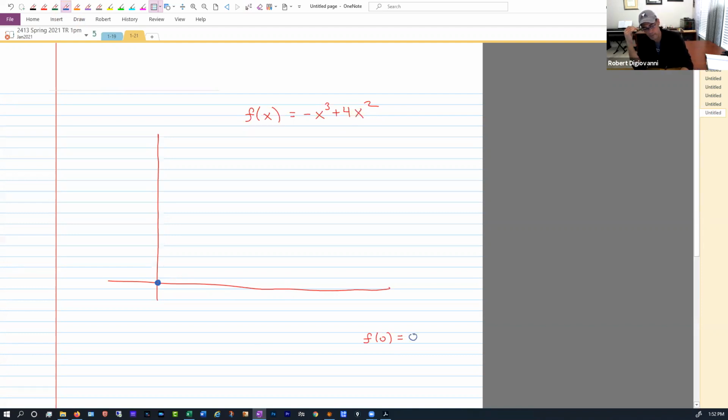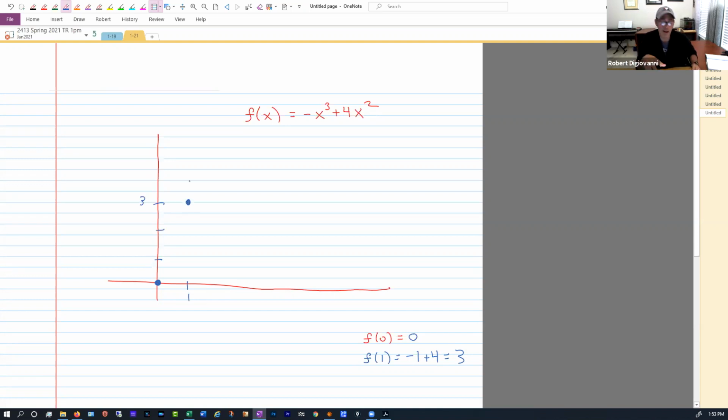Let's try 1. What would f of 1 be? Okay, so you cube 1 first and then make it negative. So that's -1, and then you square 1 and multiply times 4, so you're going to add 4. So this should give us a 3, shouldn't it? Yes. Okay, so we plug in 1, we get 3.